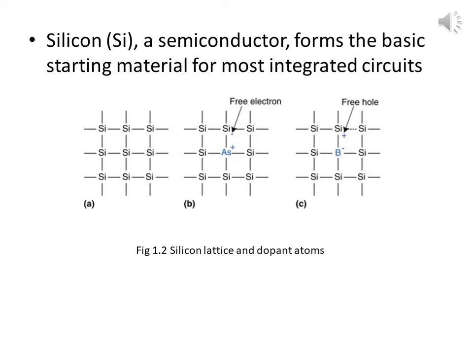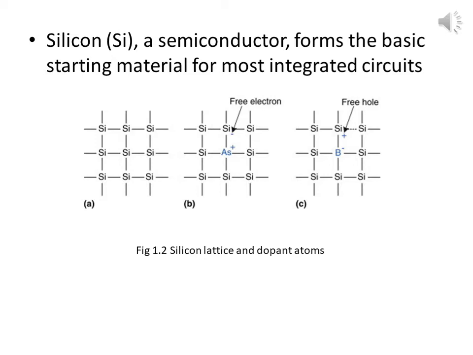So the thermal vibration at room temperature is sufficient to free the electron. This results in As+, that is the arsenic ion, and a free electron. The free electron can carry current and this is an N-type semiconductor.